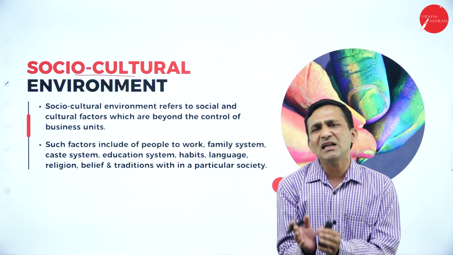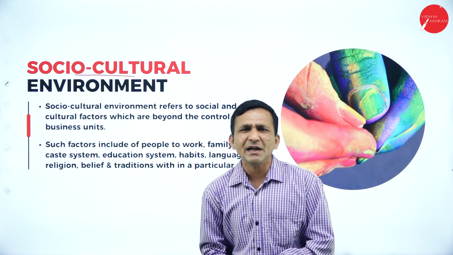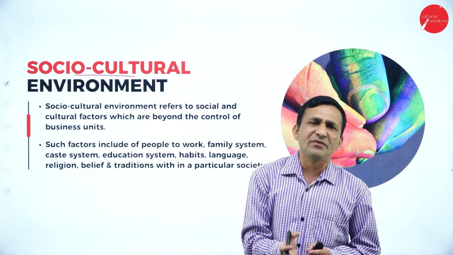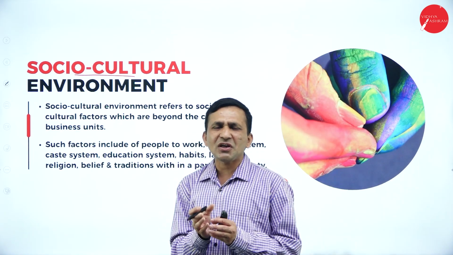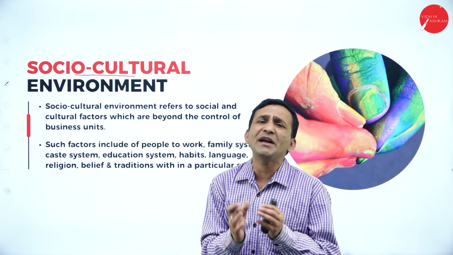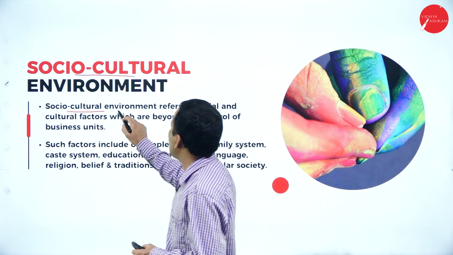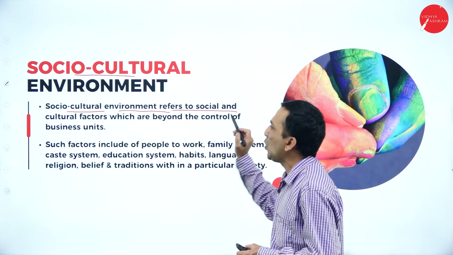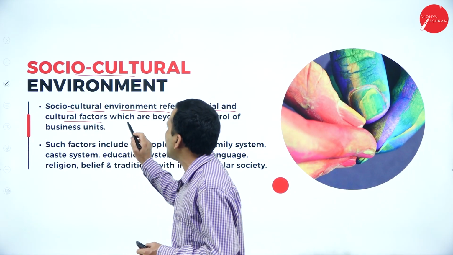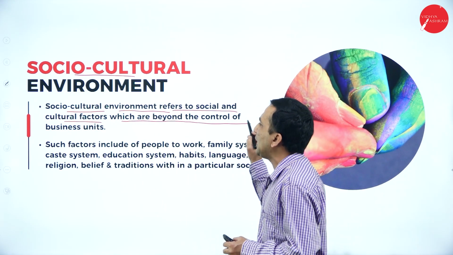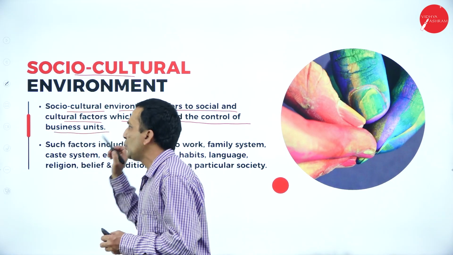There are different cultures and subcultures we identify, and how they influence the businessman in their operation, how they want to give priority. So the social and cultural environment refers to the social and cultural factors which are beyond the control of the business unit.